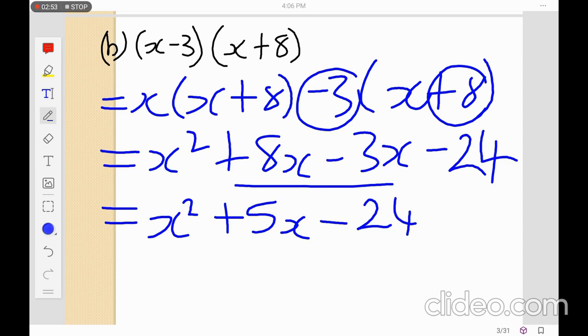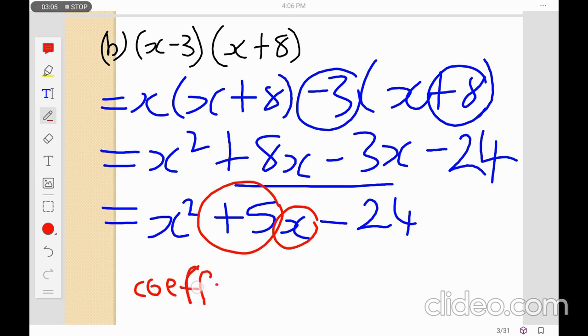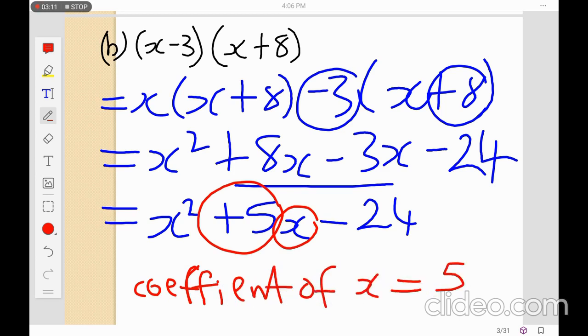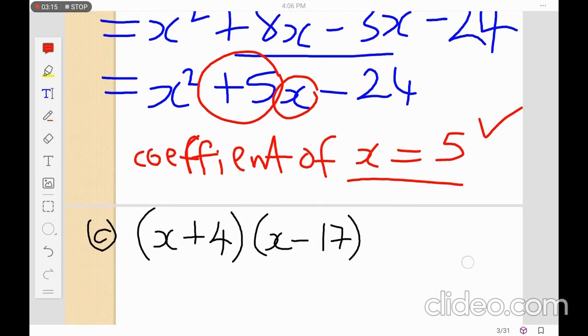Now I want to write the coefficient. We say the coefficient of x is going to be this whole number, so I can say the coefficient of x is equal to 5. So this is the final answer there. Let's move on to the next question.